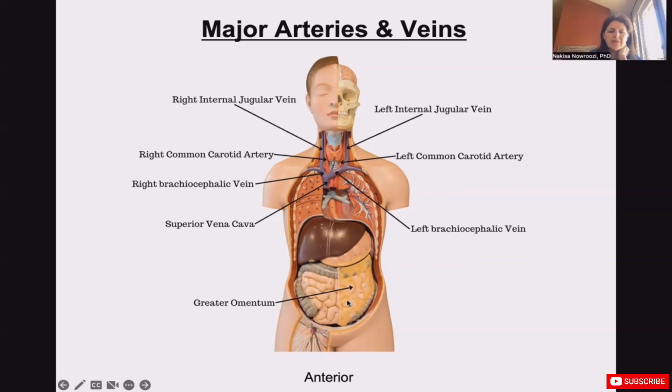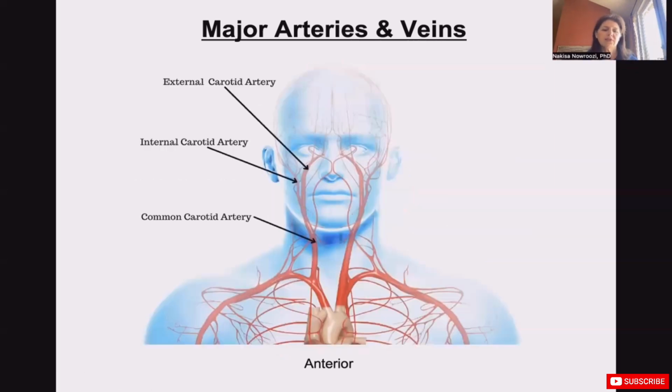And here, greater omentum is this connective tissue sheet. It's a covering that holds this internal structure of abdomen in place. It's called greater omentum, part of the digestive system. This is looking at the anterior view of the major arteries and veins, and the greater omentum was there, so I just decided to show it to you.